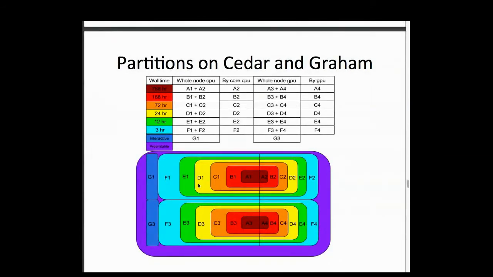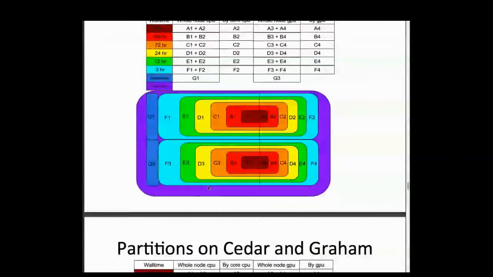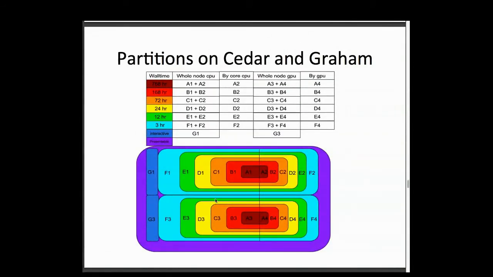So here's a simplified view of that. And it is quite complex when you look at it. Basically, here is a representation of what's actually happening with partitions on Cedar and Graham. In the top here, we have partitions which are by CPU. And the colors represent how long of a wall time there is for the job to run.